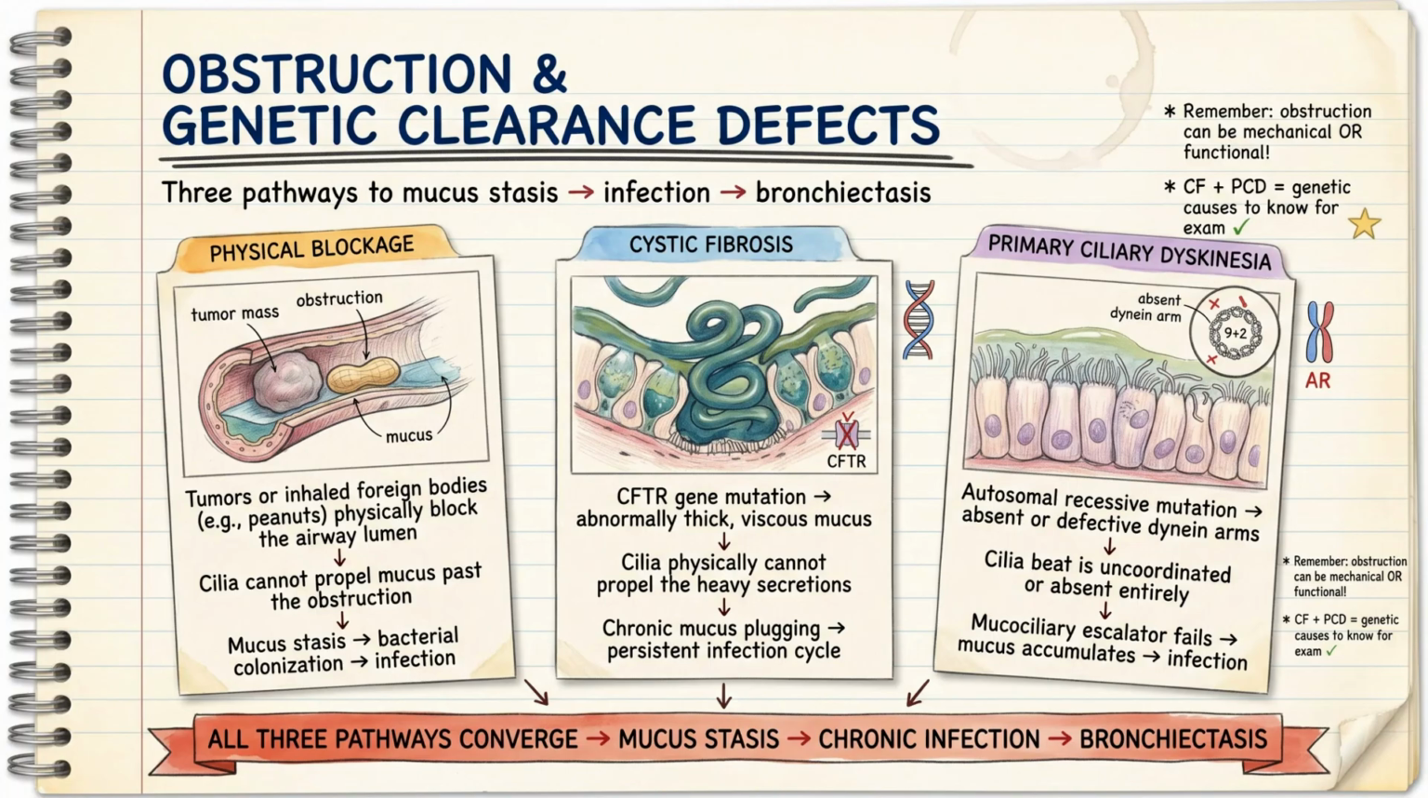Second, cystic fibrosis. Here, the mechanism is functional, not mechanical. A mutation in the CFTR gene produces abnormally thick, viscous mucus. The cilia are intact, but the mucus is so heavy they simply cannot move it. Chronic mucus plugging, persistent infection cycle, progressive airway destruction.